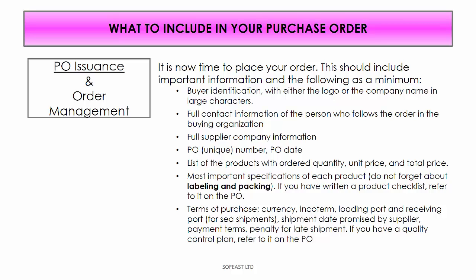Most important specifications for each product. Do not forget about labeling and packaging at this point. If you have written a product checklist, refer to it in the purchase order. Also, don't forget the terms of purchase: currency, Incoterms, loading port and receiving port, shipment date promised by the supplier, payment terms, penalty for late shipment. And if you have any quality control plans, also refer to those in the purchase order.